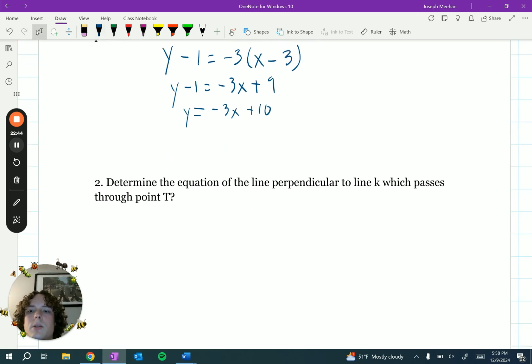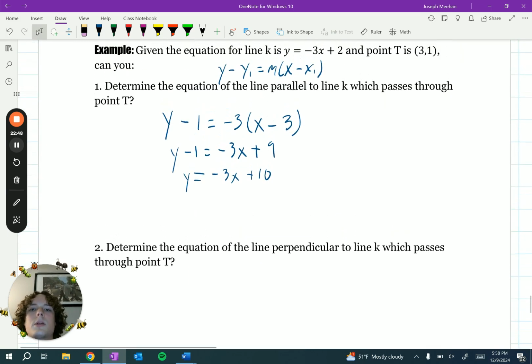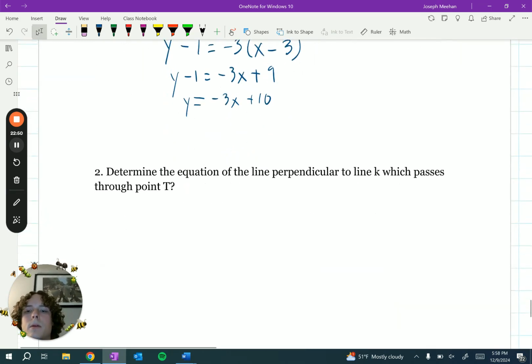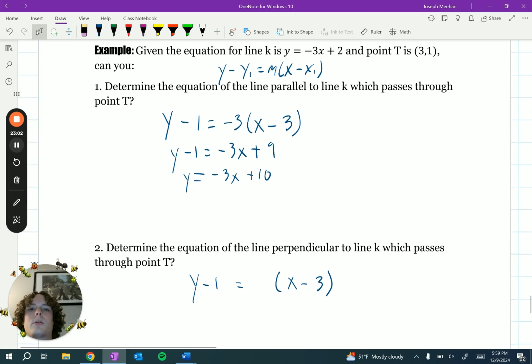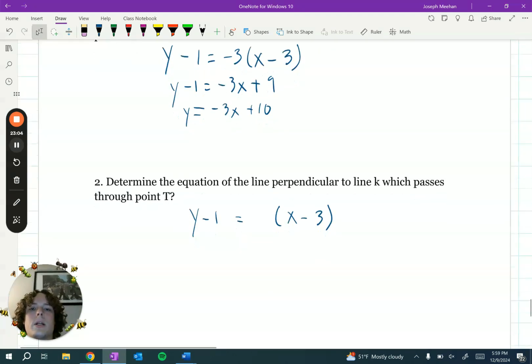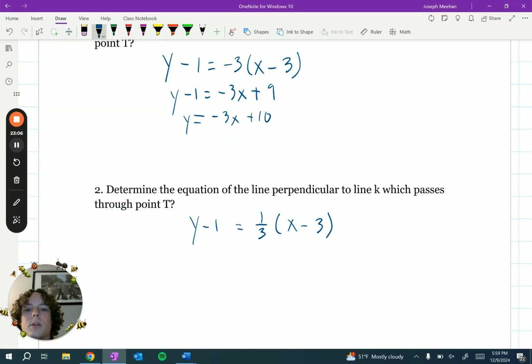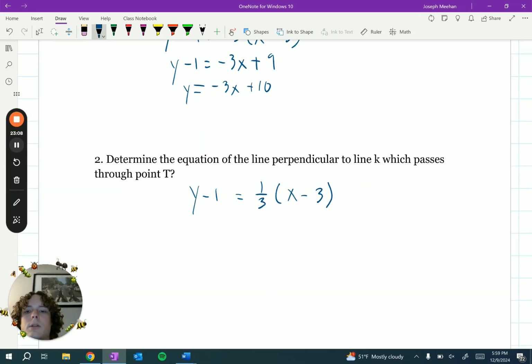Cool. Number 2, it says determine the equation of a line perpendicular to line K which passes through point T. Only difference here is we're now perpendicular. So we'll do y minus 1 equals, I'll leave that blank for now, x minus 3. The slope here is the only thing that changes. So instead of being the same slope, we're now taking the opposite reciprocal of the slope of K. So the opposite reciprocal of -3 is positive 1/3.